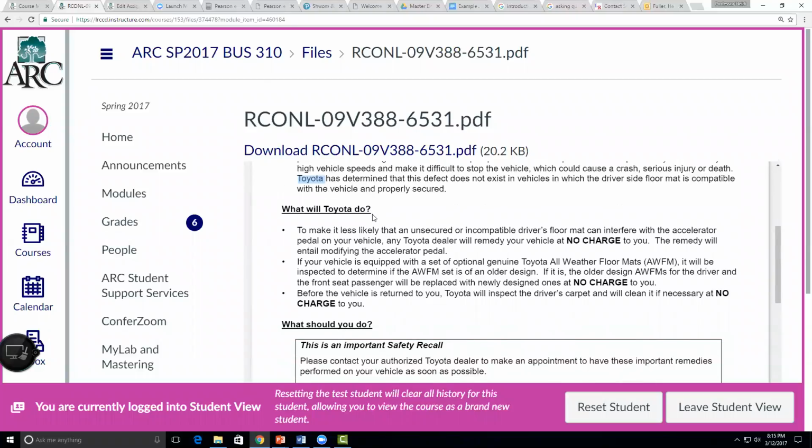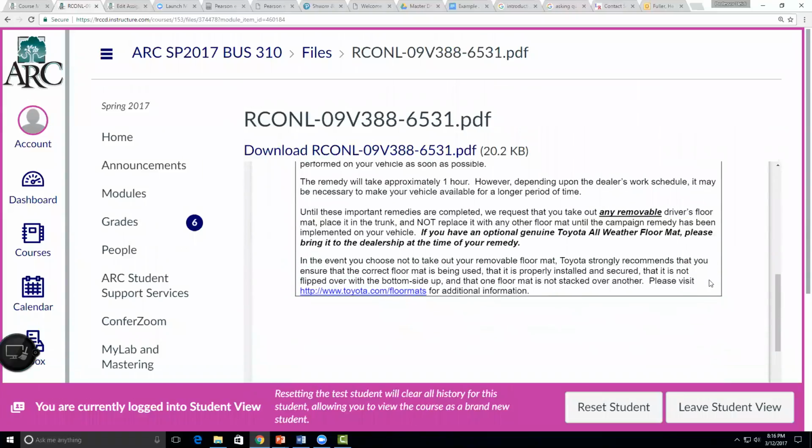What will Toyota do? To make it less likely that an unsecured or incompatible driver's mat can interfere with the accelerator pedal, the Toyota dealer will remedy your vehicle at no charge to you. The remedy will entail modifying the accelerator pedal. If your vehicle is equipped with a set of optional, genuine Toyota all-weather floor mats, it will be inspected to determine if the AWFM set is of an older design. If it is, the older design for the driver and the front seat passenger will be replaced with newly designed ones at no charge to you. Before the vehicle is returned to you, Toyota will inspect the driver's carpet and will clean it if necessary at no charge to you.